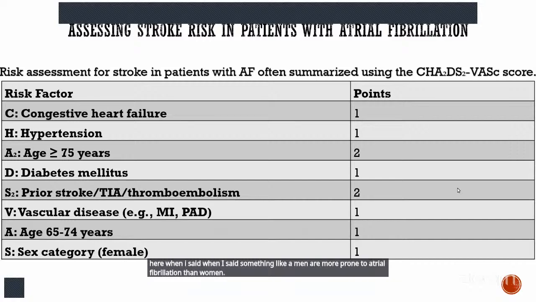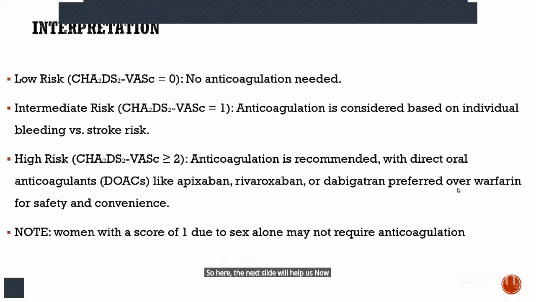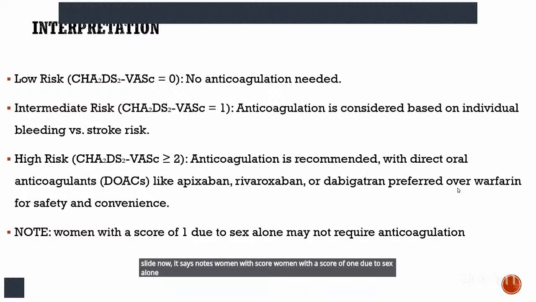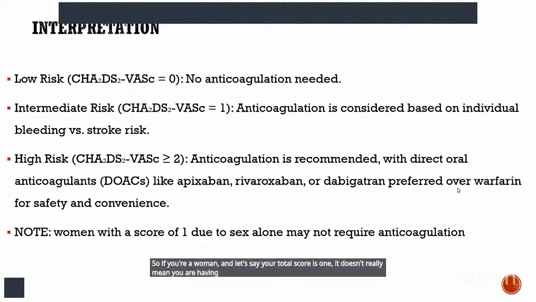So here, the next slide will help us. Now, if you check the notes in this next slide, it says: women with a score of 1 due to sex alone might not require anticoagulation. So if you're a woman and let's say your total score is 1, it doesn't really mean you need medication to treat this disease condition.